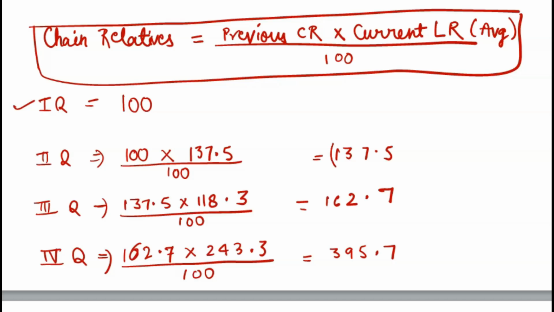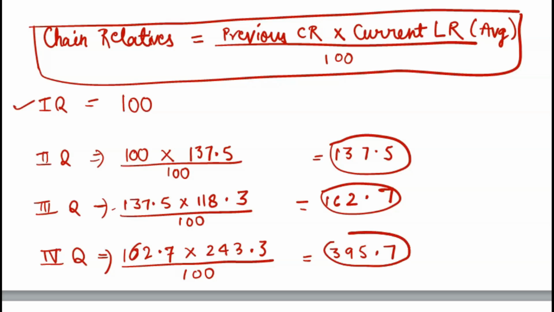Like here, second quarter, this is the chain relative. So third quarter, 137.5 we have taken as the previous chain relative. Third quarter 162.7 chain relative, then this we have taken. And then fourth quarter we got 395.7 as chain relative. First quarter is 100. So now chain relatives are calculated, but the first one we have taken as 100 was wrong because that was only an assumption.